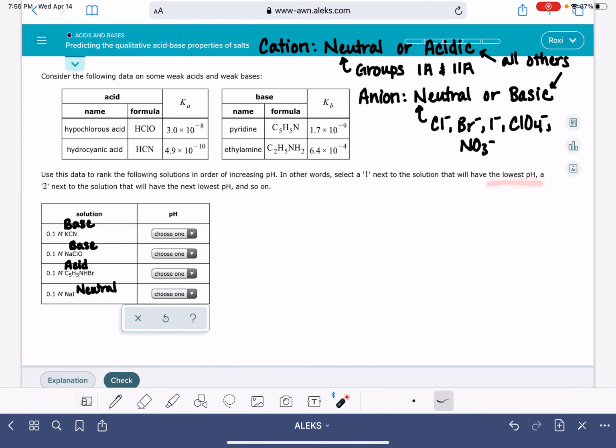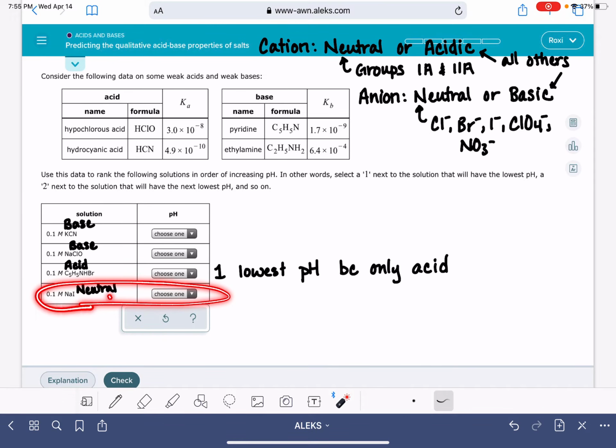Since all I'm doing is ranking these by their pH, since I have something that's an acid, I know that this is going to be the one with the lowest pH, because it's the only acid that I have. Then moving up the pH scale, this is going to be neutral. So this is going to have a pH of 7, which is going to be my number 2, higher than my acid.